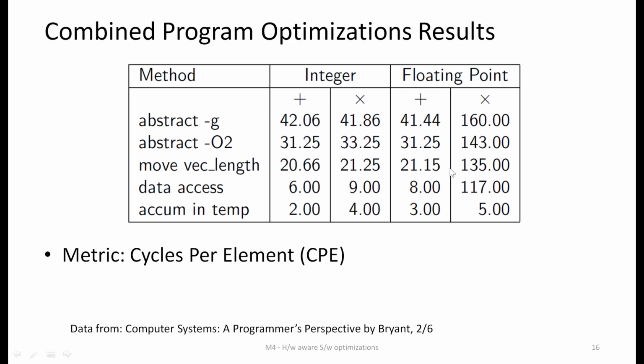So let's take the costliest one here. The combine one was taking almost 160 cycles to process one element for an array of floating points, or a vector of floating points, performing multiplication. And with all the optimizations included, it drops to just 5 cycles per element. So you can see how big an impact it is if we are reducing unnecessary computation and unnecessary function calls.